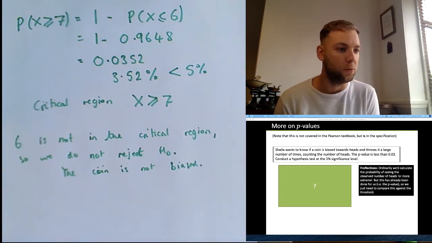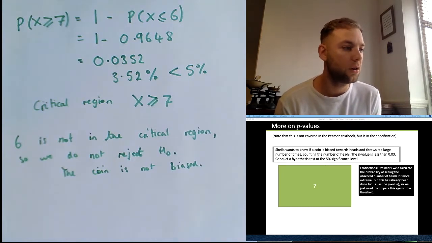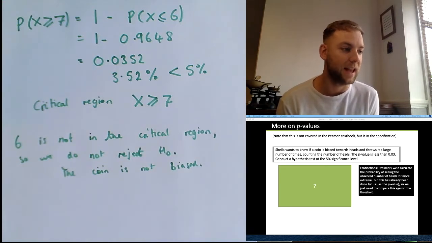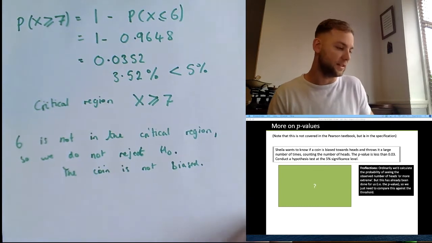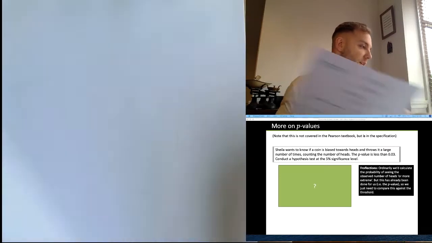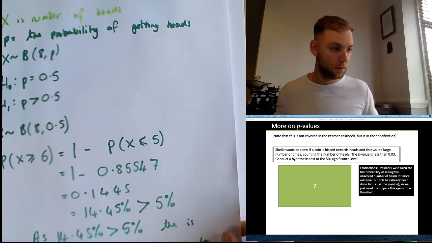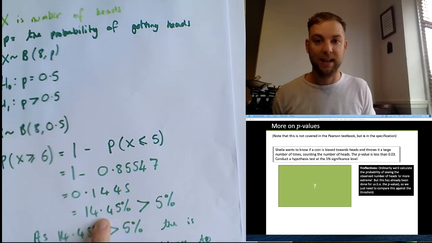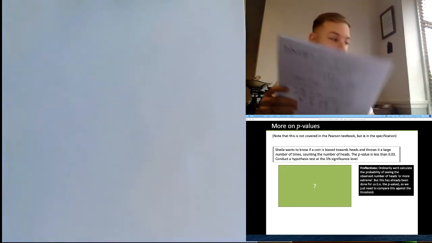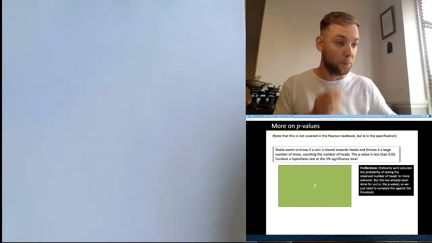So Sheila wants to know if a coin is biased towards heads and throws it a large number of times, counting the number of heads. The p-value is less than 0.03. Conduct the hypothesis test at a 5% significance level. So with this one here, all we're looking at is basically they're telling you this last little part. They're telling you here our p-value was 14.45%. Now, in this one, they're just cutting that out. So they're telling you that the p-value is equal to 0.03.